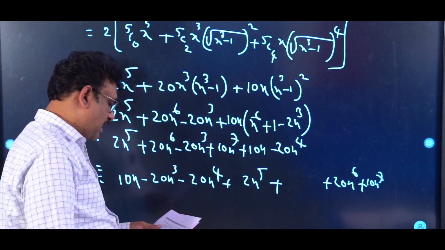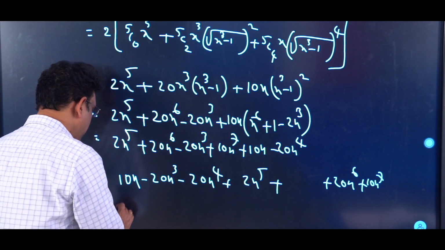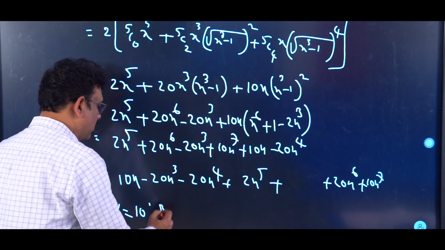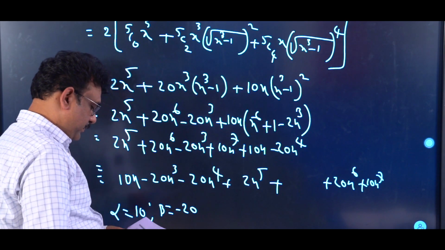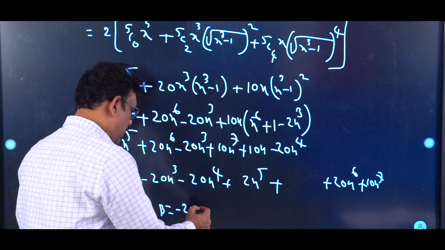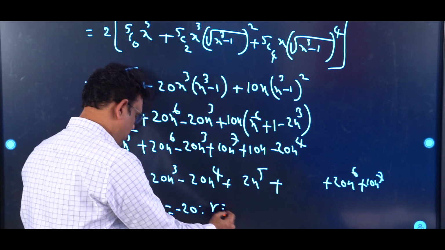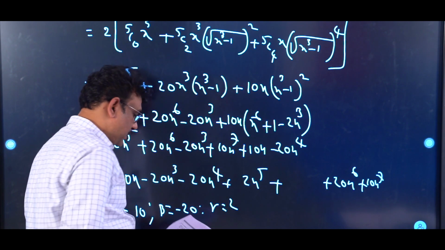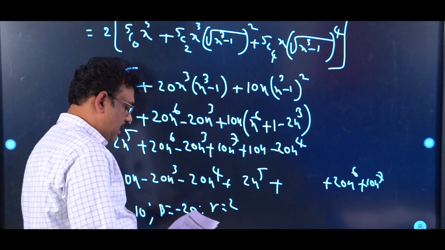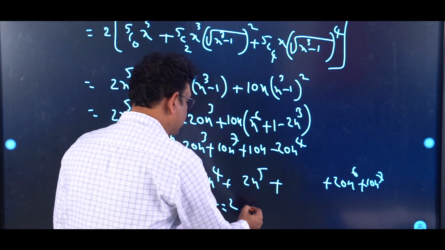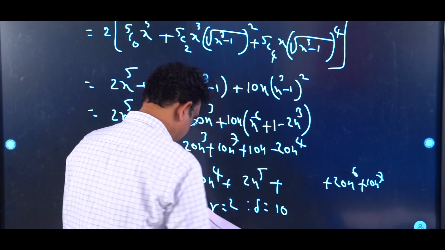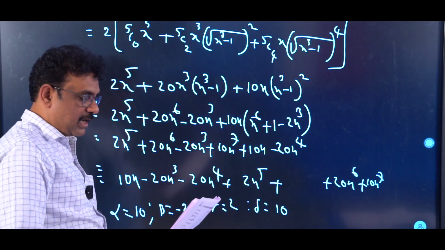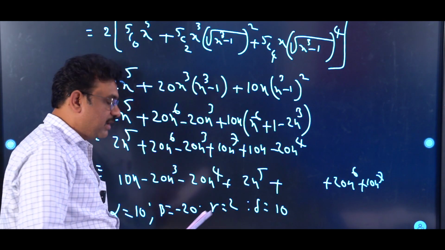So alpha, beta, gamma are, so coefficient of x, alpha is equal 10. Next, beta is equal minus 20. Next, gamma is equal to 2, x power 5. Next, delta is equal, coefficient of x power 7, delta is equal 10. So alpha is equal to 10, beta equal to minus 20, gamma is equal to 2, delta equal to 10.